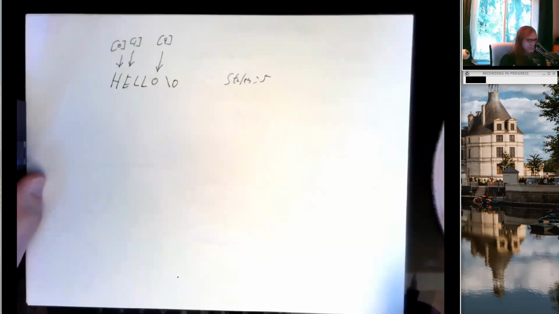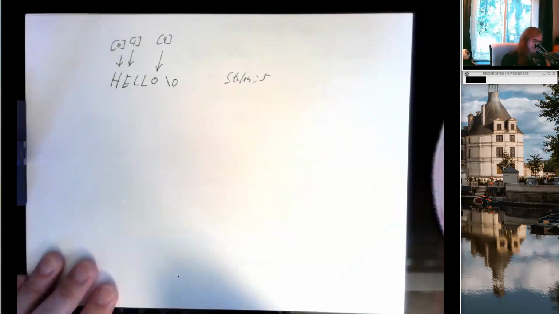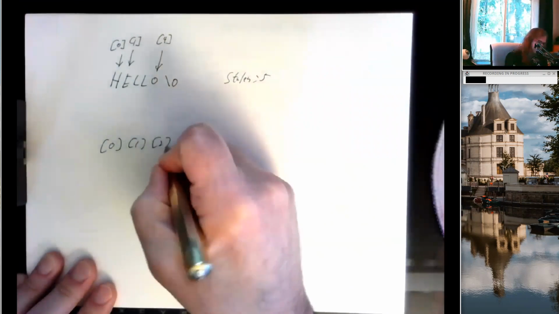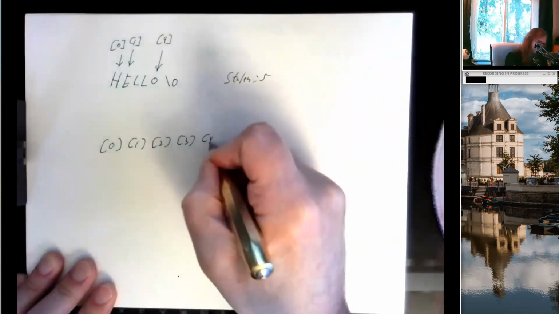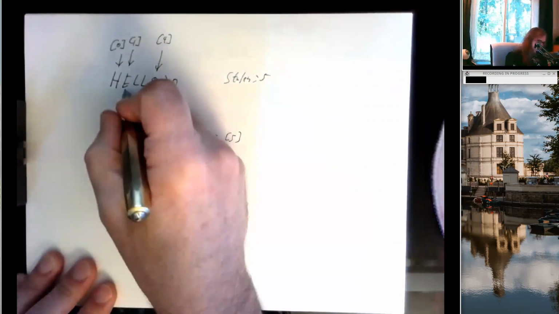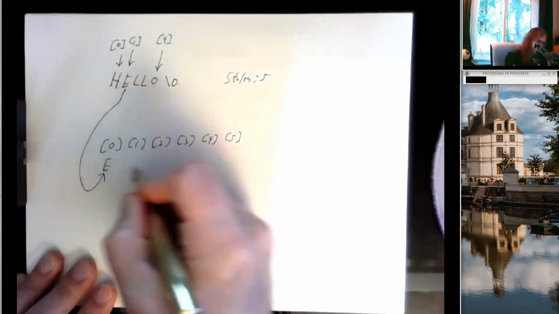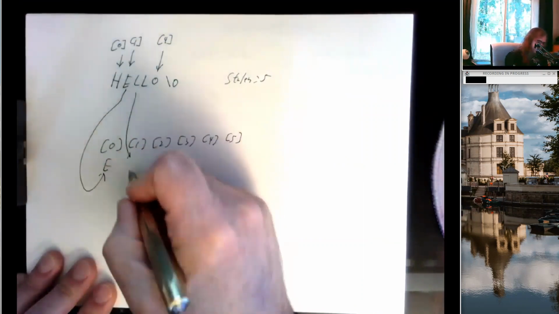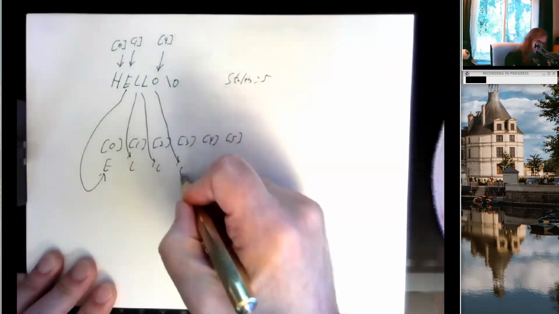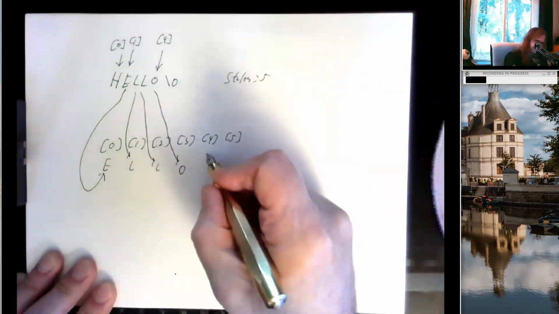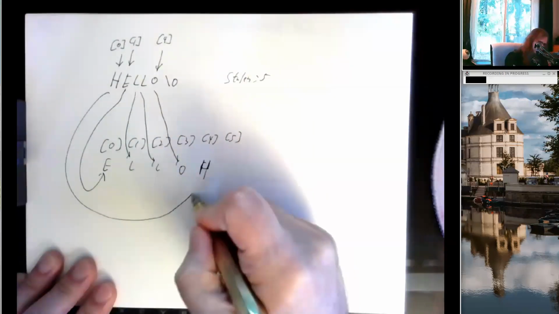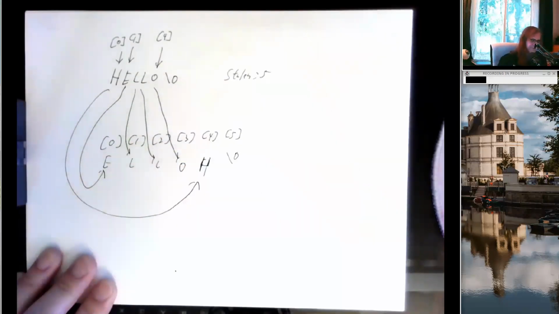And your goal in your function is to build an output string. And your output string should look like this. The first character should be the letter E. Second character should be L. The next one should be L. The next one should be O. And then this last character should be your H. And then this should still be a null terminator.